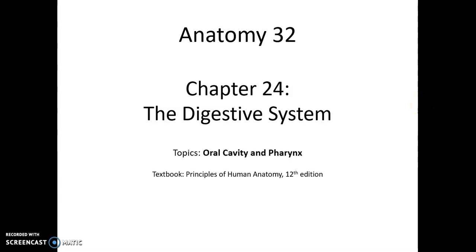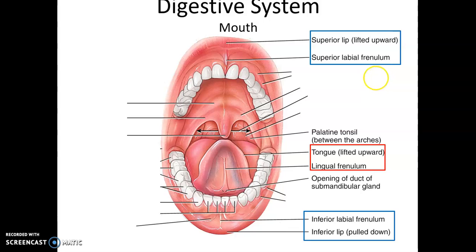Anatomy 32, Chapter 24, the Digestive System. Topics: Oral Cavity and Pharynx. So, the oral cavity is where we find the mouth.